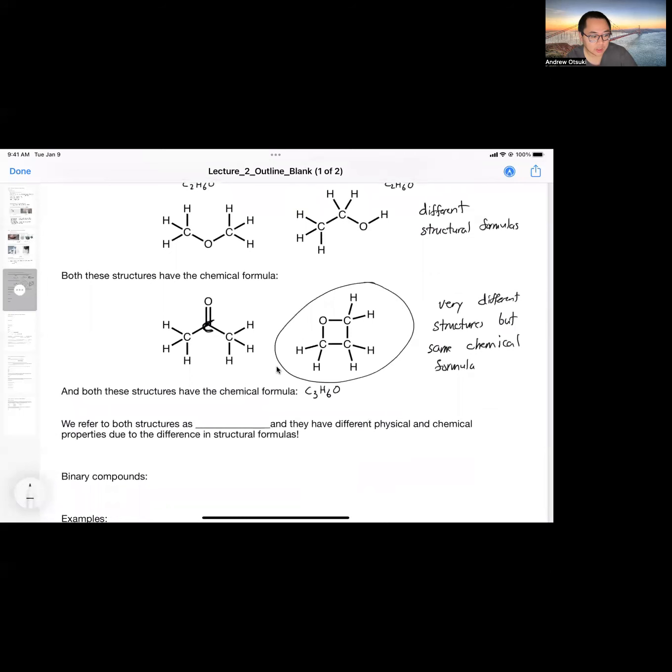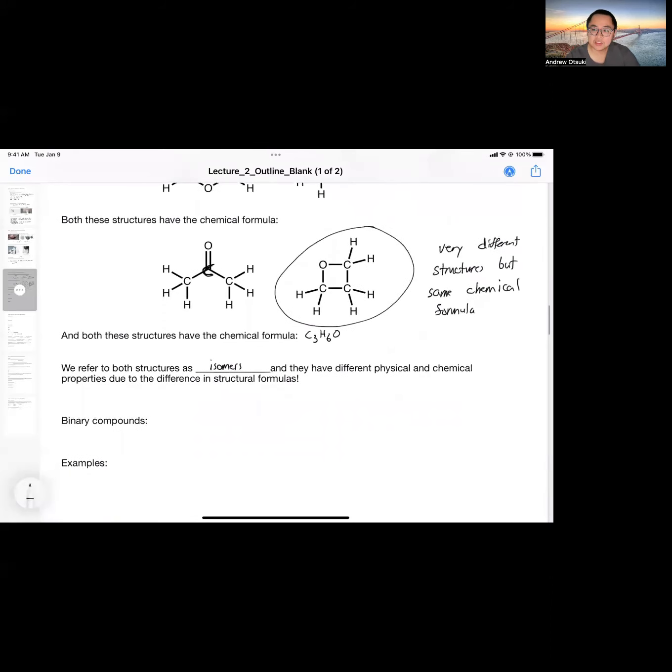Okay, so these structures we refer to as what we call isomers. If two structures have the same chemical formula, but they are not the same compound or the same structural formula, they have different physical and chemical properties, and we call those isomers. Iso means kind of like different. Isomer is basically the same formula but different structure. So we can't call them the same thing because they're different. So we call them isomers.